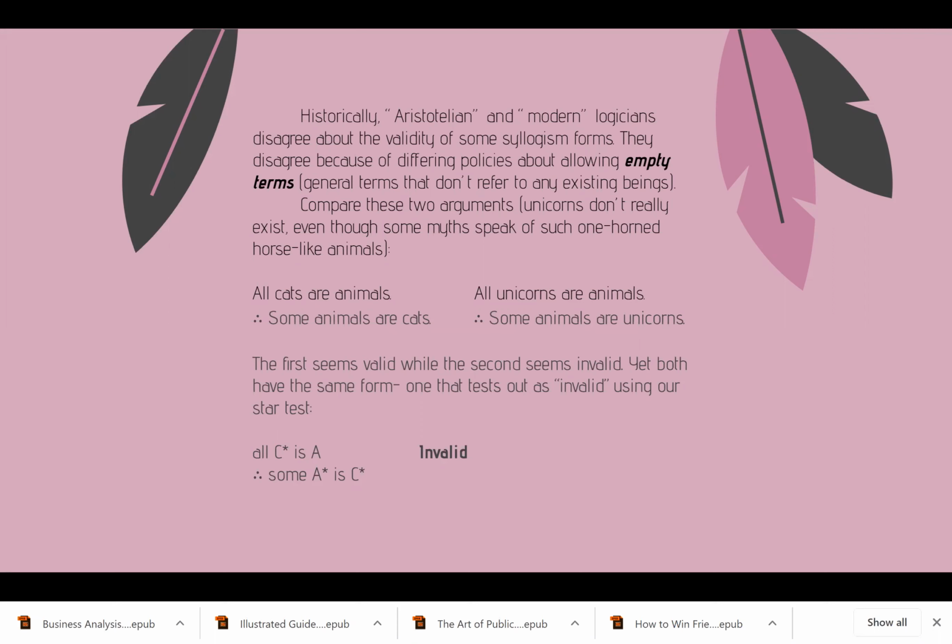So we have first, all cats are animals. Therefore, some animals are cats. And on the right, we have all unicorns are animals. Therefore, some animals are unicorns. The first seems valid, while the second seems invalid. Yet both have the same form, one that tests out as invalid using our star test. So when we do all big C starred is big A, therefore some big A starred is big C starred, that's invalid.